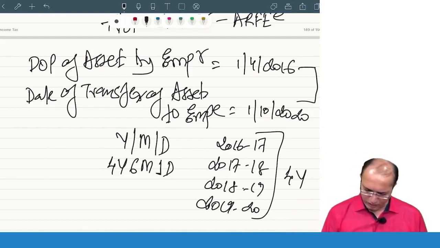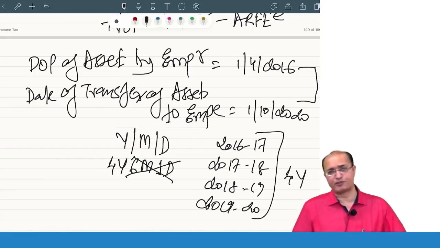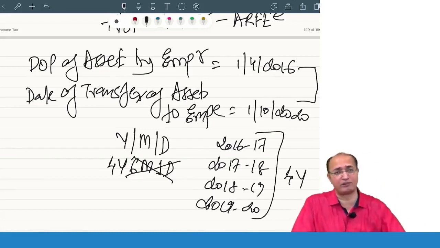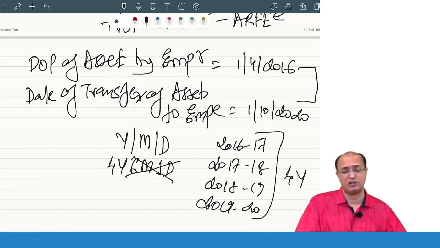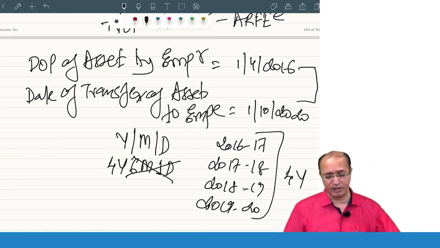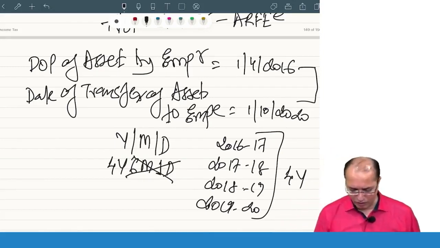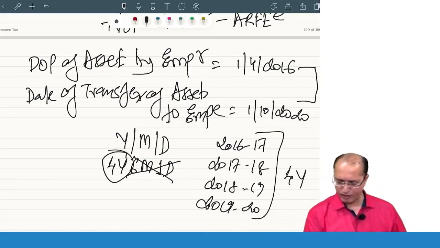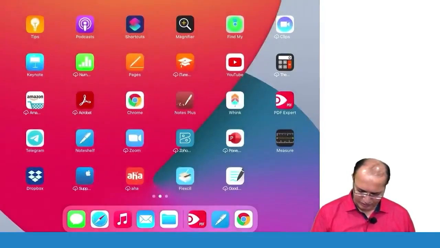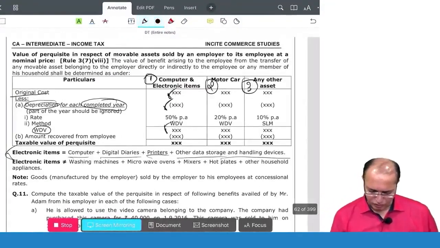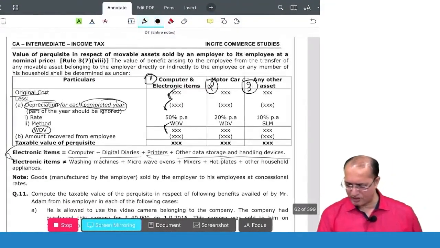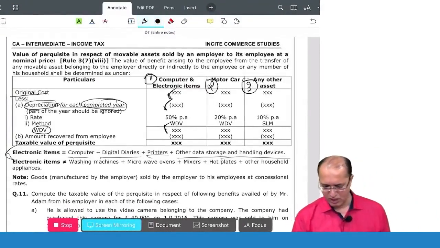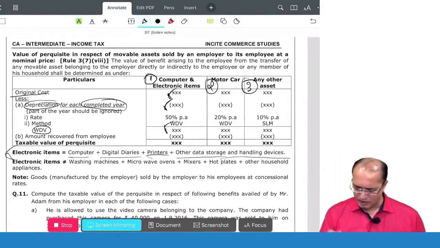Thereafter, you ignore the number of months and days, irrespective of whether it is 6 months or 9 months or 11 months, whatever it is. Part of the year should be completely ignored. You have to take only the completed years. So in our example, completed year is 4 years. So you calculate depreciation for each completed year.